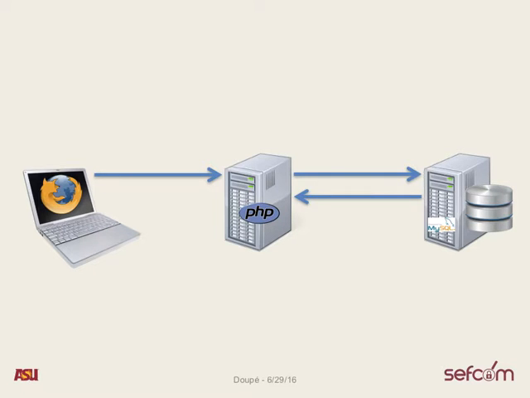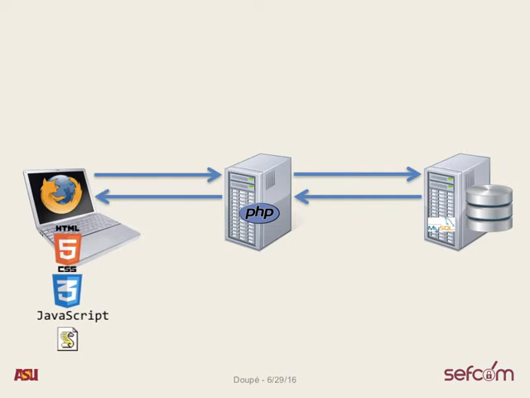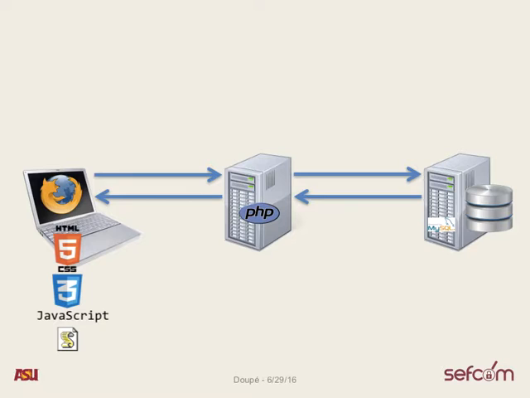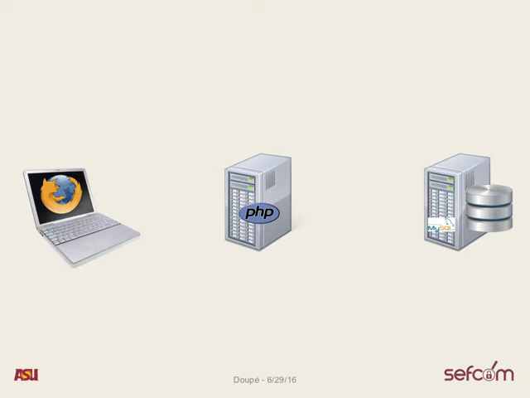Finally, the goal of the web server is to return an HTML page with CSS and JavaScript using an HTTP response to the browser. The browser then takes those raw bytes, interprets them, and displays them to the user in a nice graphical user interface, which the user can then interact with, and this whole cycle repeats.